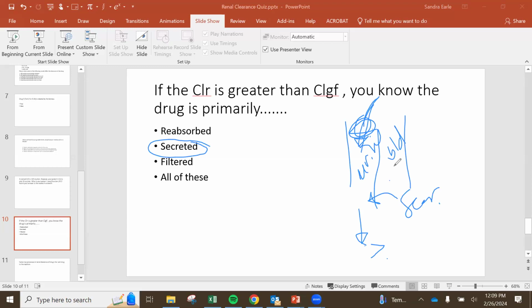For reabsorption, the renal clearance will be less than what was filtered, right? And all drugs are filtered, so both reabsorbed and secreted drugs will be filtered. And it could be that both reabsorption and secretion is happening, but we know for sure that if the renal clearance is greater than filtration clearance, that secretion is occurring.